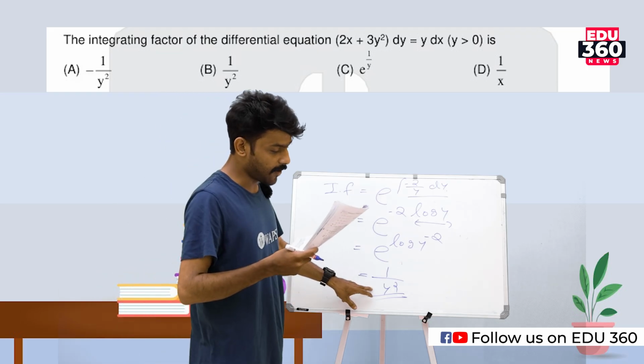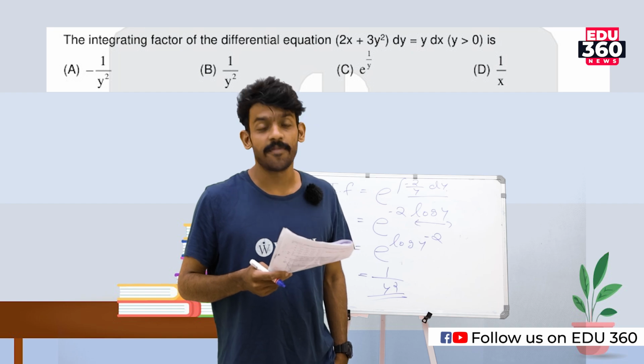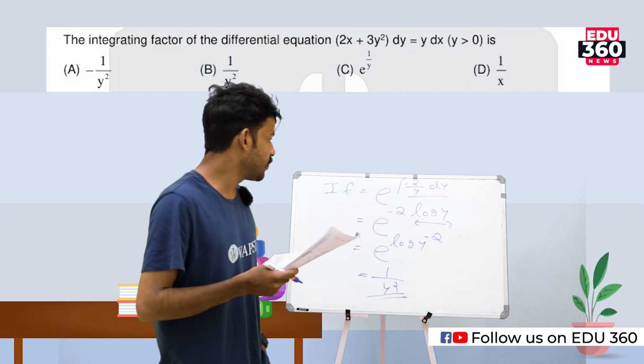Okay, so this is the final answer. For this question, option B is the right answer. That is option B, 1/y², is the right answer for this one.